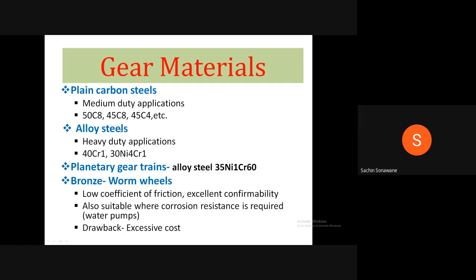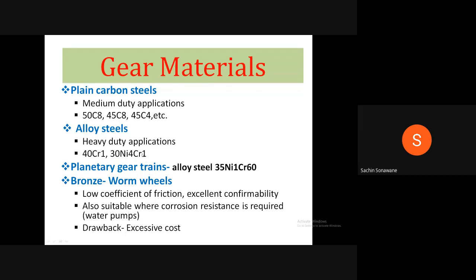Now alloy steels. Alloy steels means what? There are different alloying elements to increase wear resistance. Generally, chromium is used to increase the wear resistance. Therefore, alloy steels are used for heavy duty applications. Different alloy steels are there: 40Cr1, 40Ni4Cr1.